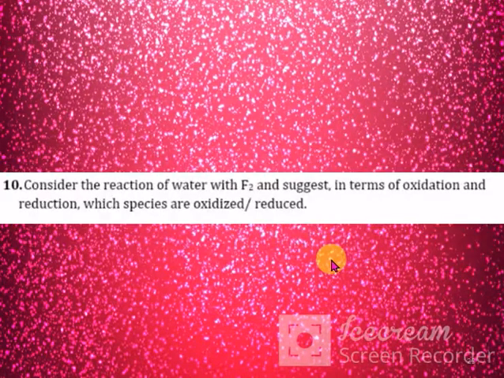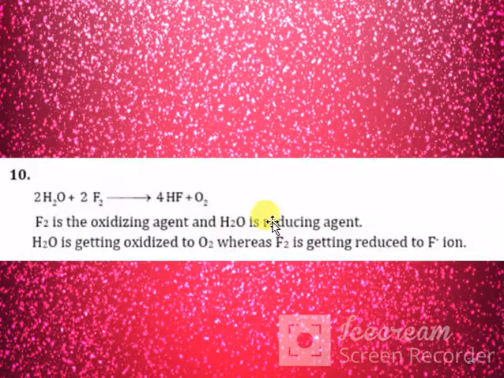Next, consider the reaction of water with F2 and suggest in terms of oxidation and reduction which species are oxidized or reduced. Answer is 2H2O plus 2F2 gives 4HF plus O2. F2 is the oxidizing agent and H2O is the reducing agent. H2O is getting oxidized to O2, whereas F2 is getting reduced to F negative ion.